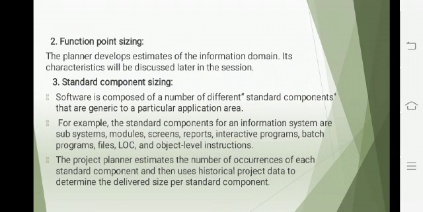Third, standard component sizing. Software is composed of a number of different standard components that are generic to a particular application area. For example, the standard components for an information system are the subsystem, module, screen, reports, interactive programs, batch programs, files, LOC, and object-level instructions. The project planner estimates the number of occurrences of each standard component and then uses historical project data to determine the delivered size per standard component.